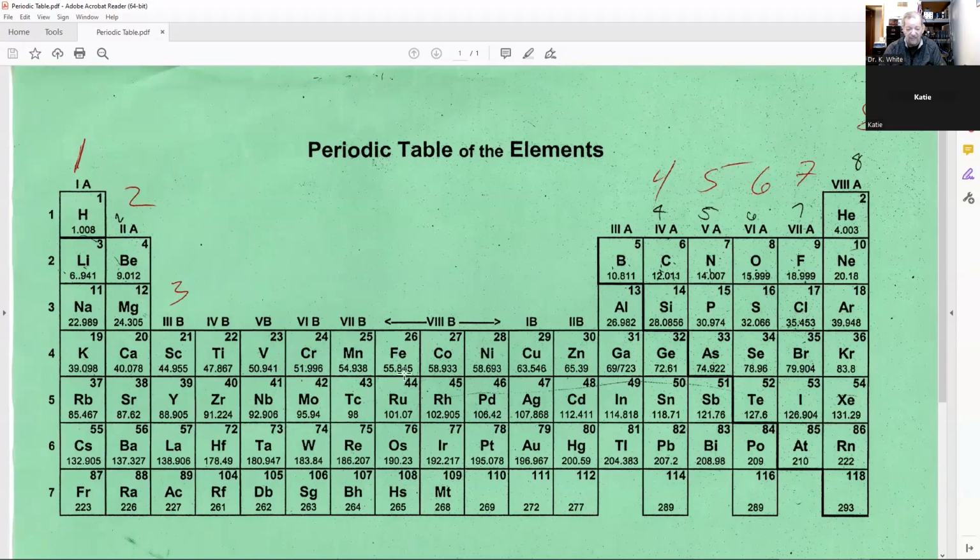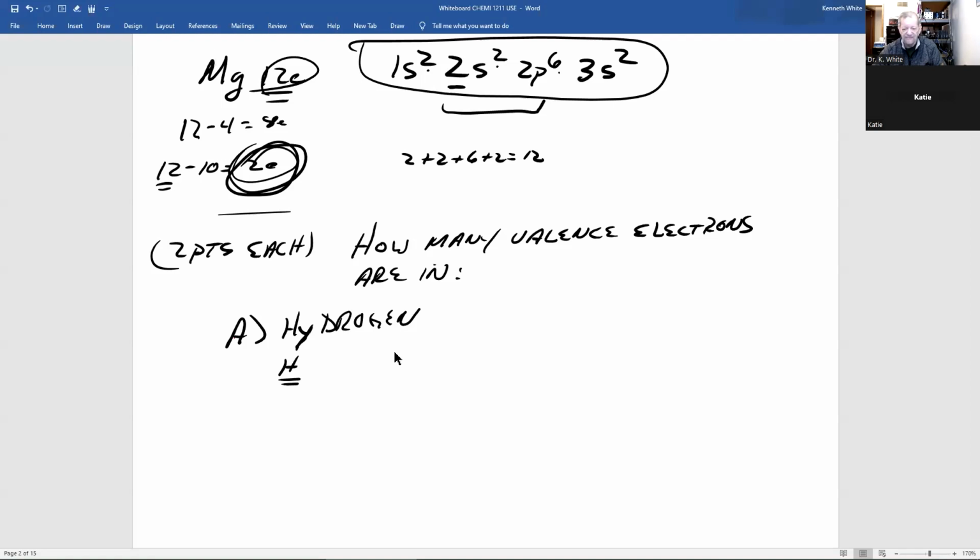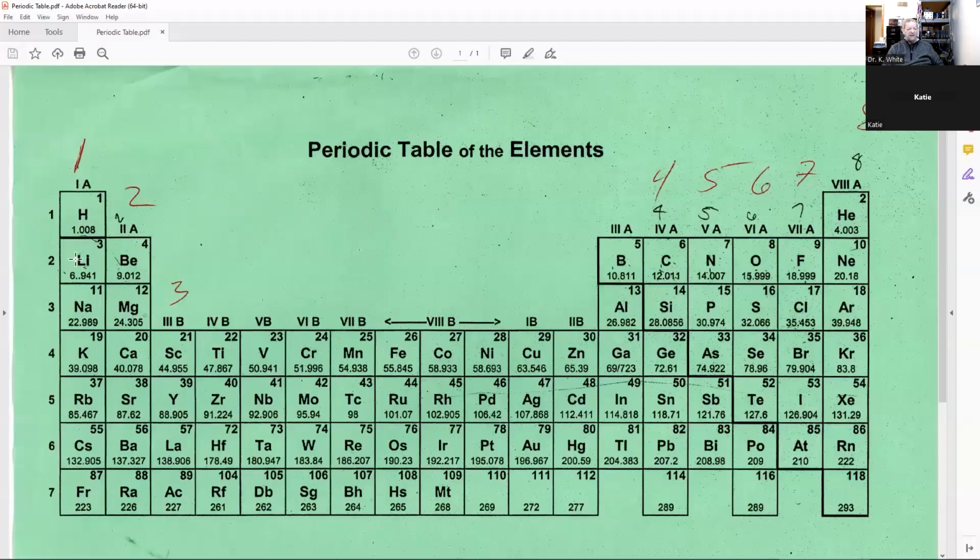So to answer that problem, the answer is 1. Now, if I do lithium, remember the chemical symbol is Li. And I look at lithium, and it's in the same column. And you look at the top, and you see the numeric number 1, or before the A, Roman numeral I. That means lithium has 1 valence electron.